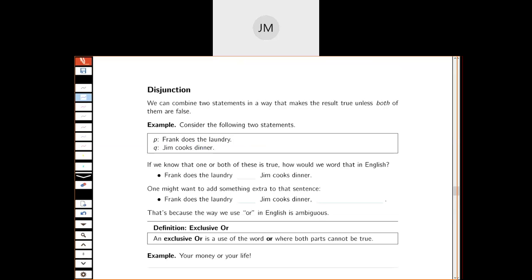Frank does the laundry versus Jim cooks dinner. I think that could work. I want to look for a simpler word. Is there something that's more common?